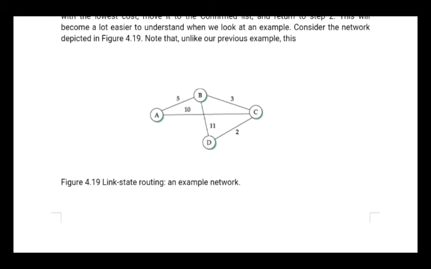Now it has two routes. One is that D is directly connected to B at the cost of 11. The next route is that D can send the information to B through C at the cost of 5. Which one is the shortest path here? D to C, C to B is the shortest path. The cost is 5. So it can simply forward the packet to C to reach B.